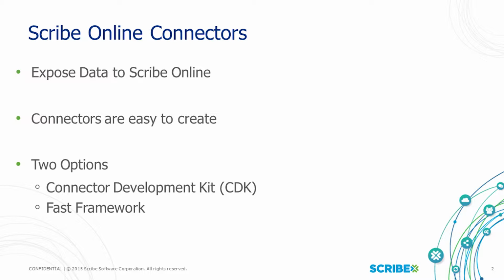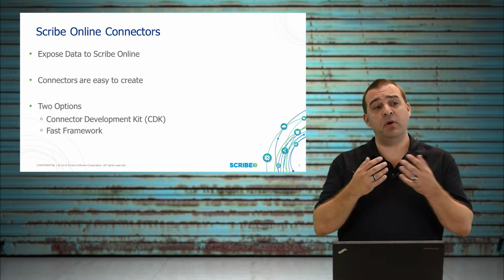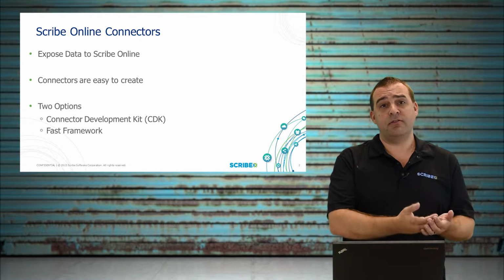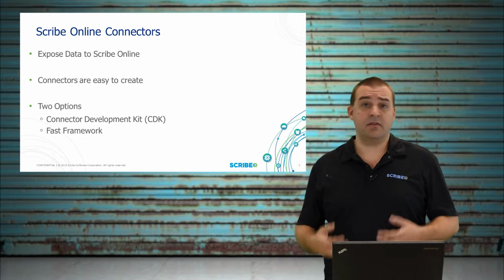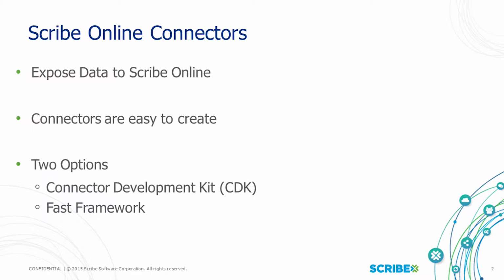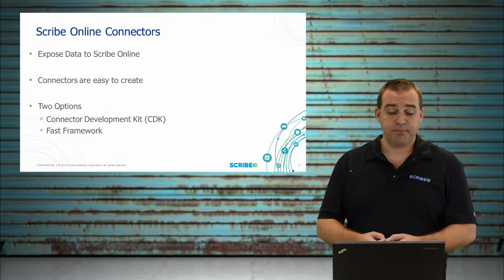So what are connectors? What do connectors do with Scribe Online? Well, connectors expose data to Scribe Online. It exposes your data structure so that your data can be shared with all of the other applications that Scribe Online works with. Connectors are easy to create. Once you create those connectors, that's a one-time effort. Once you create those connectors, you can build solutions to any number of the applications that we support.